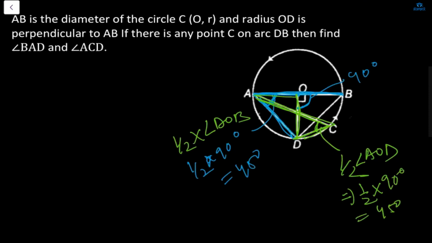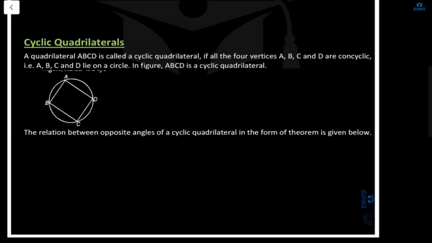Okay, understood, Shazan and Arham? This is also 45 degree, and this is also 45 degree. Have you understood this? Yes, ma'am. Okay, now we'll be starting with the cyclic quadrilateral.